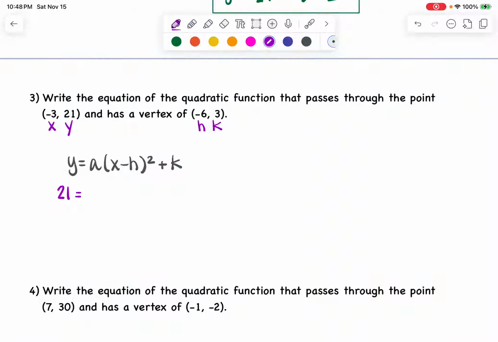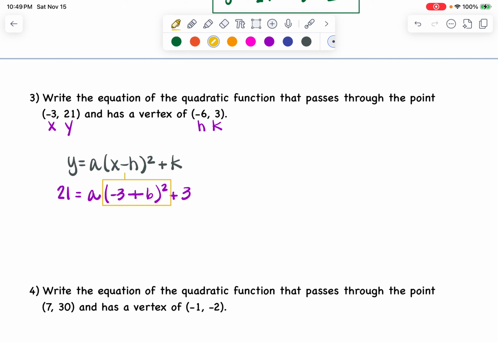All right, so here we go. Our y is 21. The a is what we're solving for. x is -3. Now notice h is -6. So you have to make sure you bring down the minus sign and the -6 because it's x minus h. So -3 minus -6 gives you a double negative, which I'm going to write as one plus sign. Squared, and then my k is +3. There we go. So there is our math problem in which we're going to now solve for a. All right, we're going to simplify this. You can just put it in your calculator if you want to.